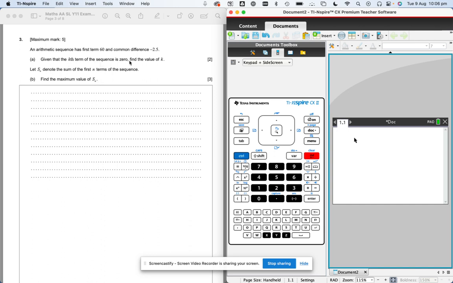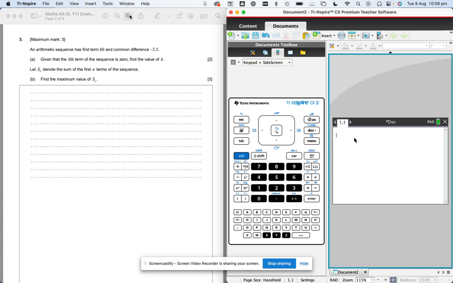So part A is: given the kth term of the sequence is 0, find the value of k. We can see that it's going to be a decreasing sequence because the first term is 60 and it's going down by 2.5. So it will eventually get to 0. I mean, part A suggests that it will get to 0.